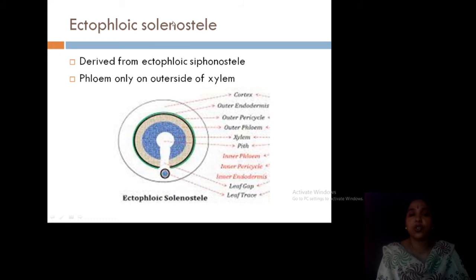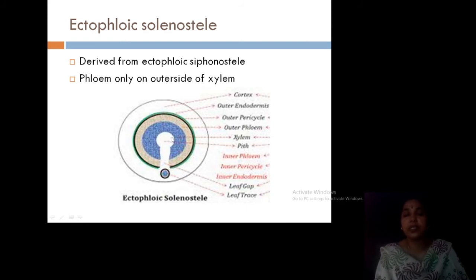Ectoploic, you know what is ectoploic? This is derived from ectoploic siphonostele. You know ectoploic siphonostele means central pith surrounded by xylem, then phloem. Clear? Outside only phloem. So, this is another peculiar feature, the presence of leaf gap.